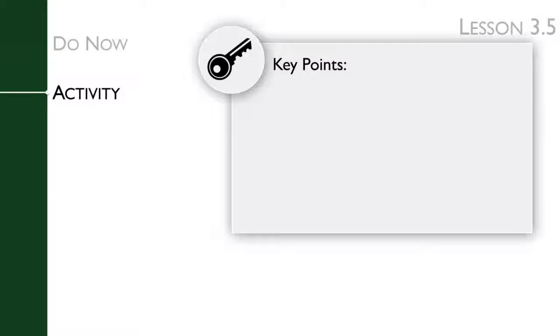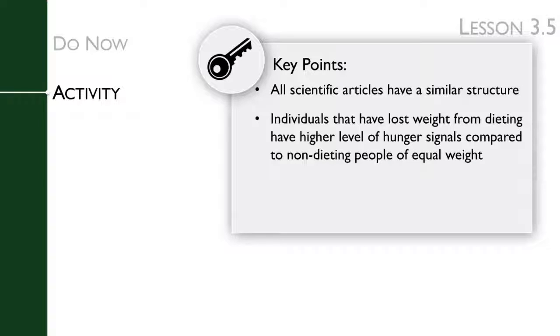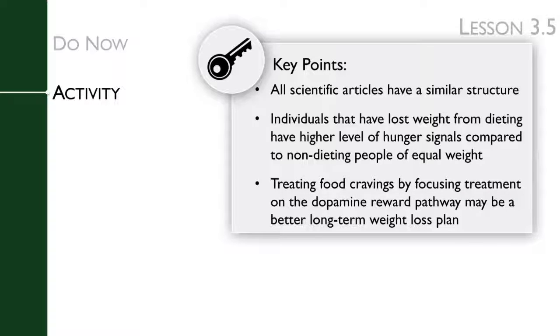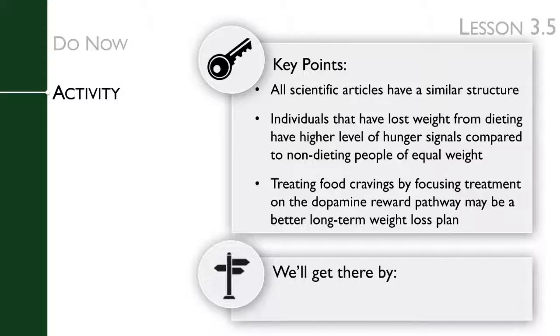The key points of this lesson's activity are that all scientific articles have a similar structure that can be used to help navigate them. Individuals that have lost weight from dieting have higher levels of hunger signals compared to non-dieting people of equal weight. And treating food cravings by focusing treatment on the dopamine reward pathway may be a better long-term weight loss plan. We'll get there by reading a scientific article.